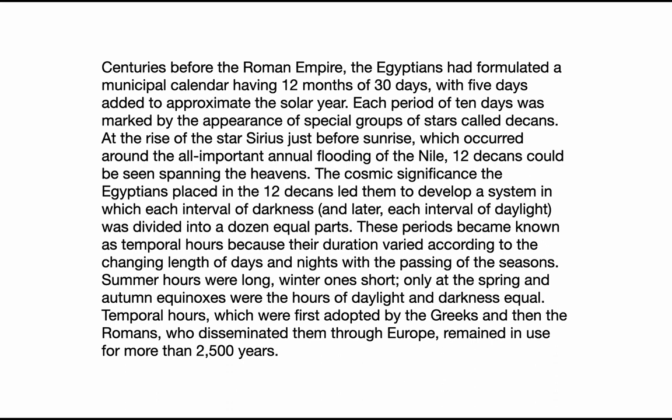The cosmic significance the Egyptians placed in the 12 decans led them to develop a system in which each interval of darkness, and later, each interval of daylight, was divided into a dozen equal parts. These periods became known as temporal hours because their duration varied according to the changing length of days and nights with the passing of the seasons. Summer hours were long, winter ones short. Only at the spring and autumn equinoxes were the hours of daylight and darkness equal. Temporal hours, which were first adopted by the Greeks and then the Romans, who disseminated them through Europe, remained in use for more than 2,500 years.